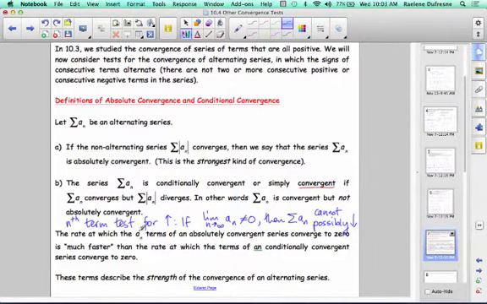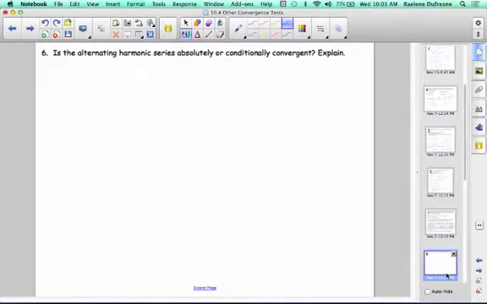And so the rate at which the terms of an absolutely convergent series converge to 0 is much faster than the rate at which the terms of a conditionally convergent series converge to 0. So we're talking about the strength, or the rate of decay, of the convergence of an alternating series when we talk about absolute versus conditional convergence.